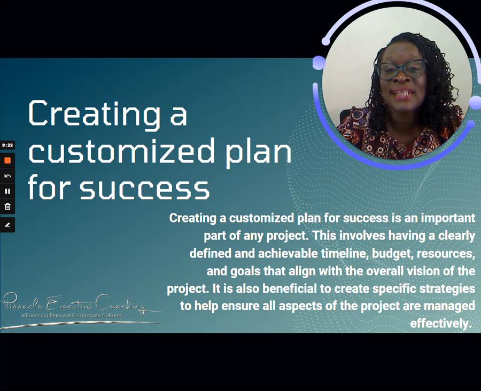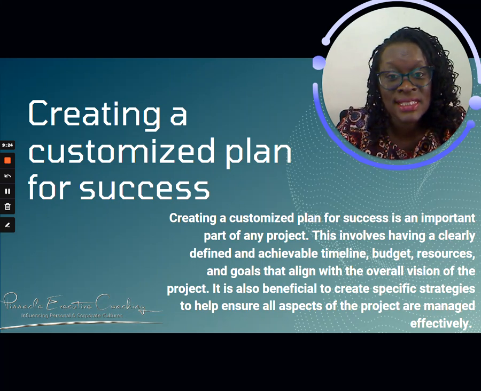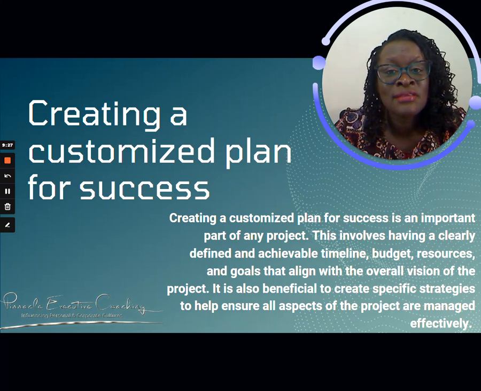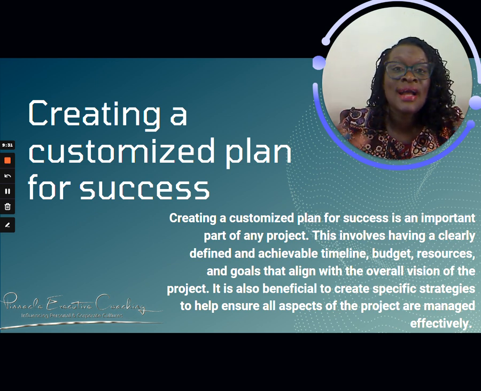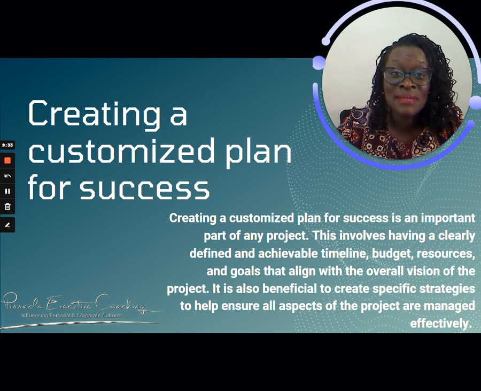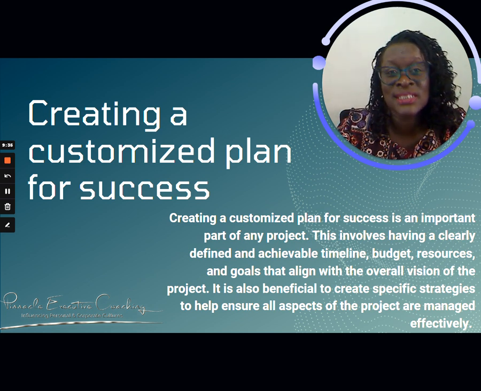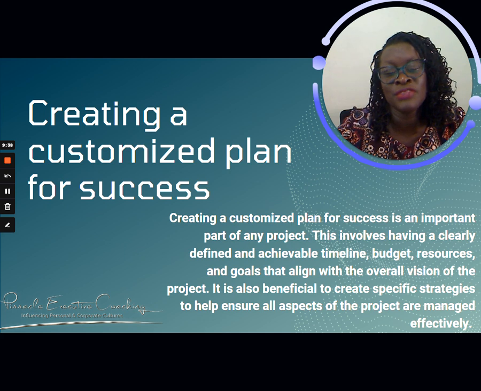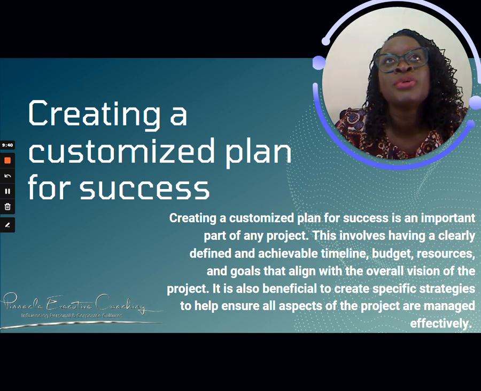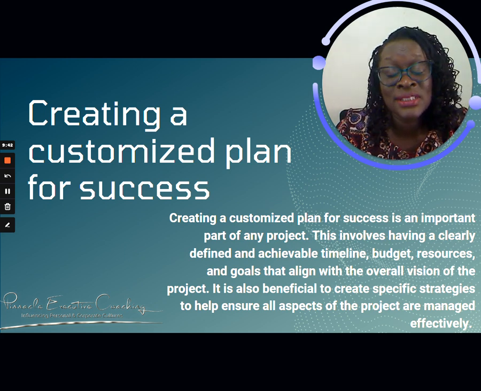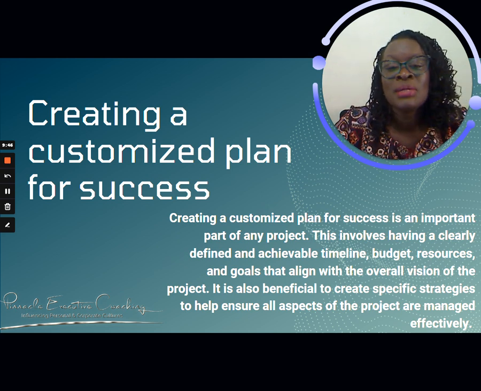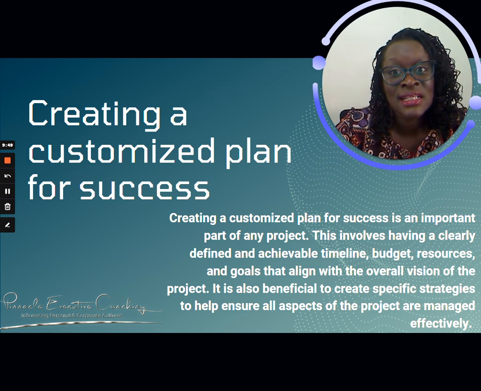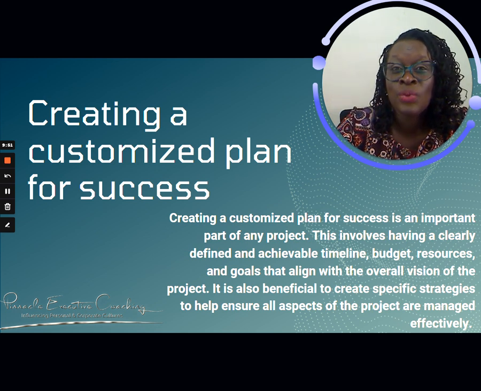The third thing that we need to do is to create that customized plan for success. Creating a customized plan for success is an important part of any project. You have to have a clearly defined and achievable timeline, the budget, the resources, the goals that align with the overall vision. I know when you talk about vision and budget, people usually tend to think, you don't want something that costs you, but I'm telling you, there's nothing significant that will come in unless you are able to invest.